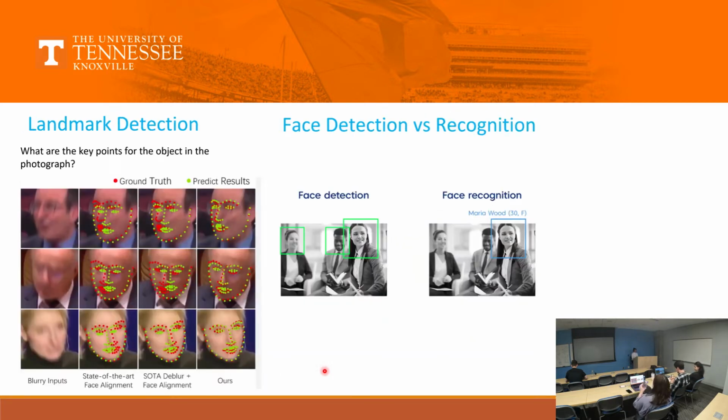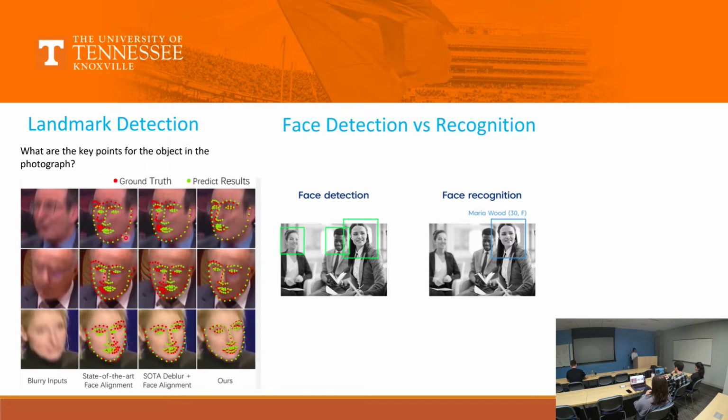Another task that your machine learning, your computer vision, can do is landmark detection. So what is landmark detection? In an image, what are the key points for the object in the photograph? So you see an image here. In this one, what are the key points? You see that they have drawn these key points. That means even if you have a blurry image, from a TEM perspective, you are able to find out the key points from the image.